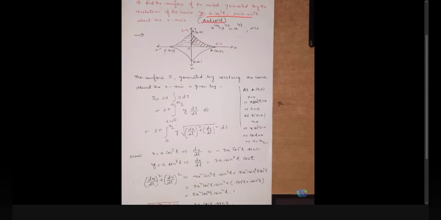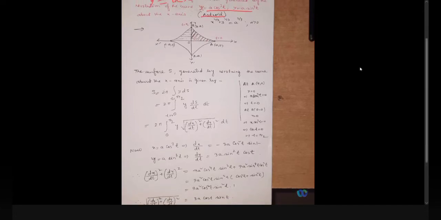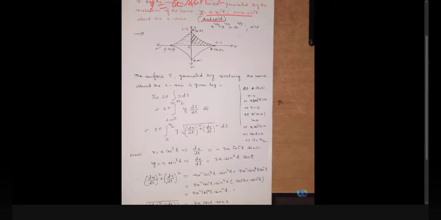What I have written is x is equal to a cos cube t and y is equal to a sin cube t. If you remove the parameter t, this equation will take the form x to the power 2 by 3 plus y to the power 2 by 3 is equal to a to the power 2 by 3. This equation is in Cartesian form, the same equation. If we eliminate t from these two above equations, you will get this type of equation.